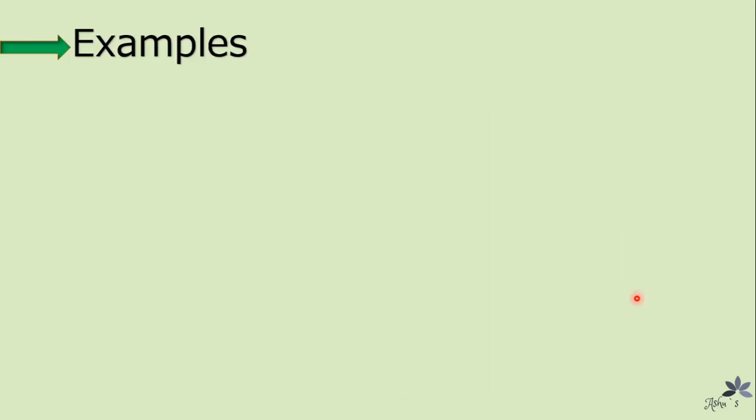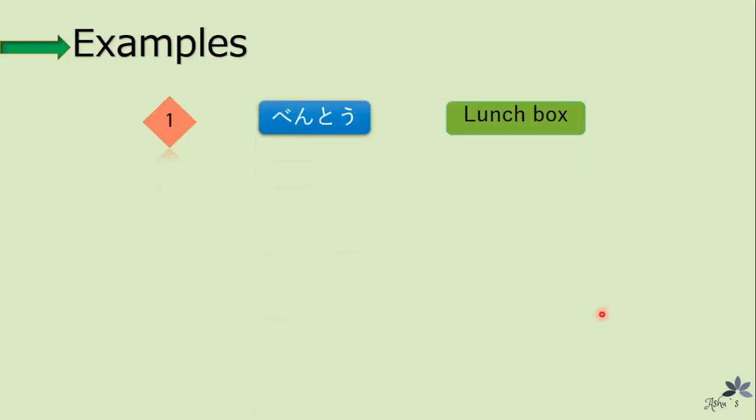Now let's go with some examples. The first one is bento. Now here we have To after N. So it must be pronounced as N. So the word is pronounced as bento, which is lunch box.